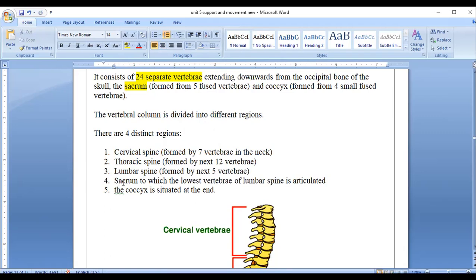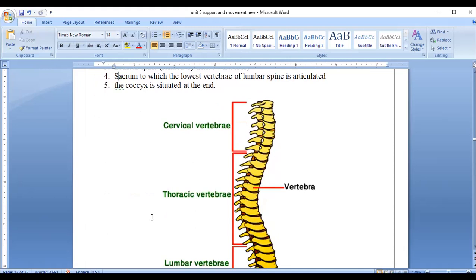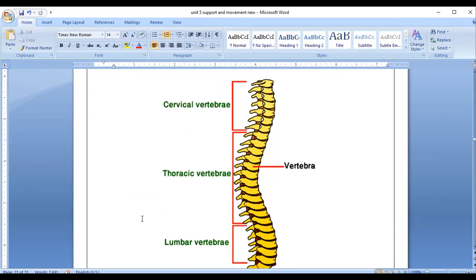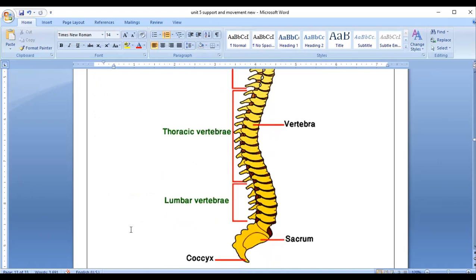Here you can see the cervical spine is the top part, correct? The cervical vertebrae make up the cervical spine, the top part. In the middle, second place, which spine is there? Thoracic spine. In the third location, our hip region, which spine is there? Lumbar spine. Below the lumbar spine, the sacrum is there. As a small tail structure, the coccyx is there. Clear?